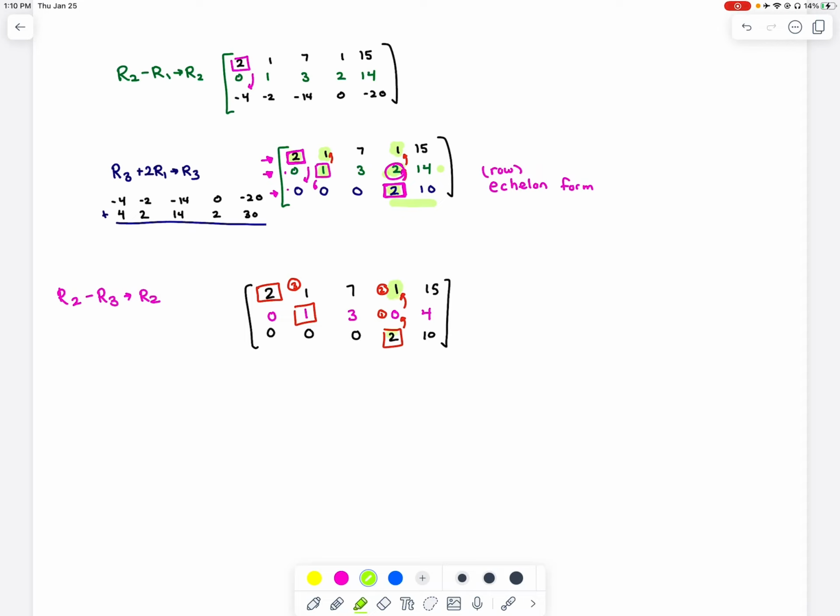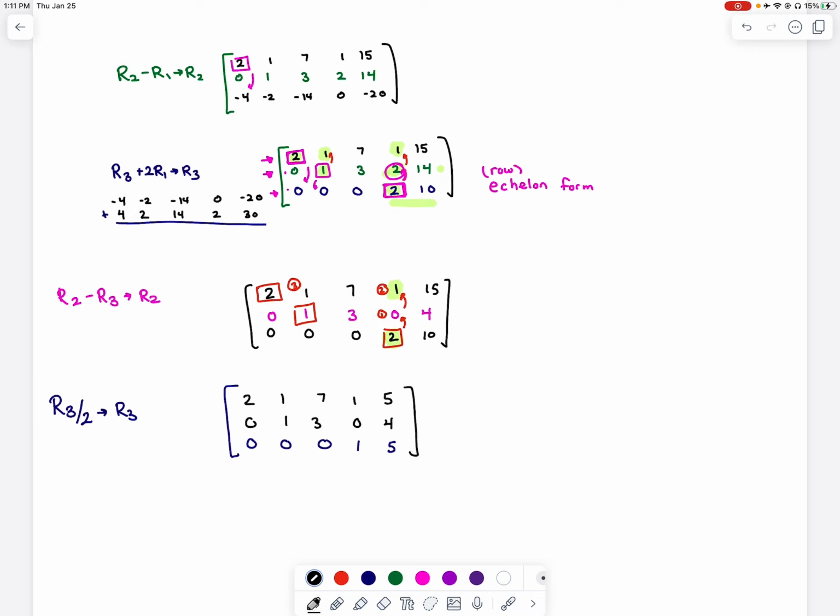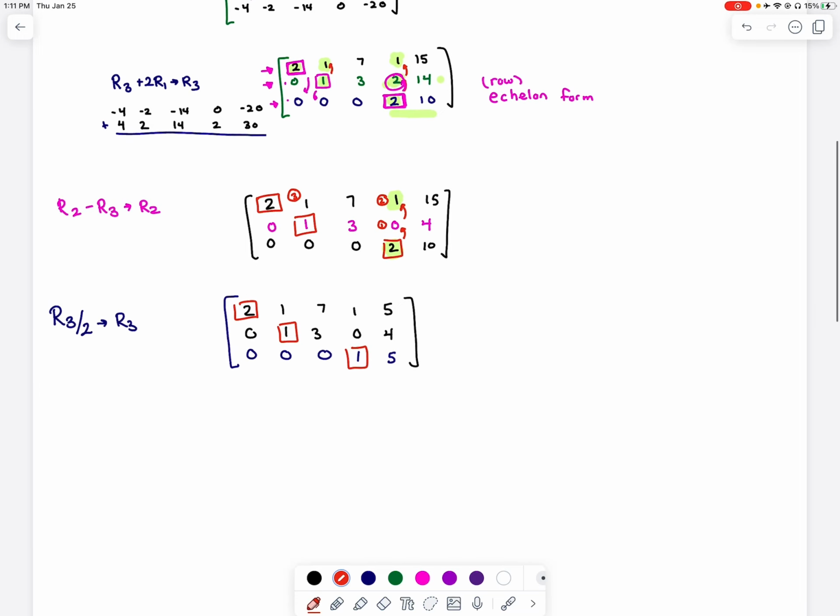All right, so now I need to get this next entry, this 1, to be a 0. And in that case, it might be easier if this pivot down here was a 1, and I can do that without getting any fractions. So I'm going to take my R3 and divide it by 2 and stick that into R3. So my R3 becomes 0, 0, 0, 1, 5. I'm not changing anything else at this stage. I still have that 0, 1, 3, 0, 4, and that 2, 1, 7, 1, 15. So I just made it so that that pivot, that leading entry in the bottom row, was a 1 because I could do that without creating any fractions.